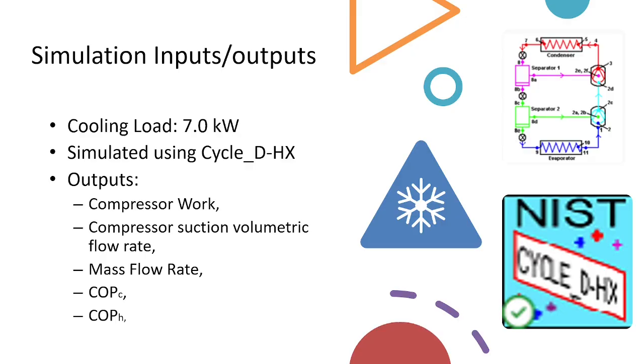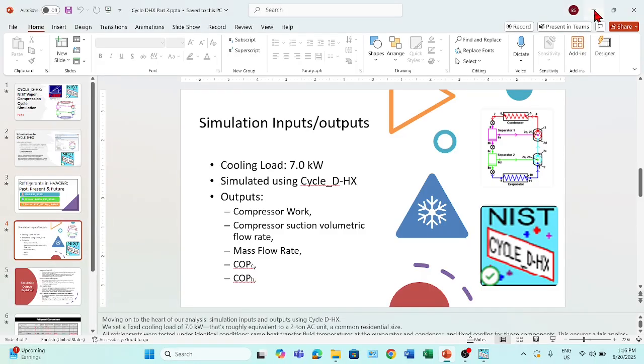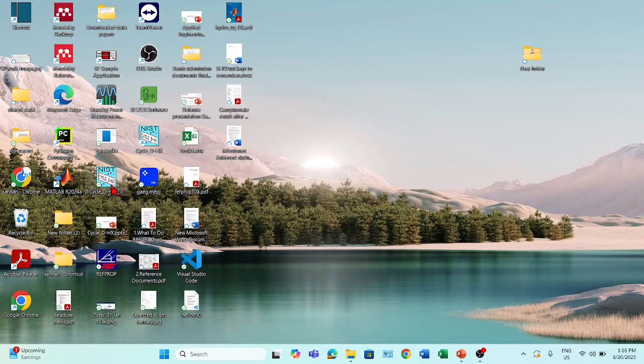The software spits out key outputs like compressor work, compressor suction volumetric flow rate, mass flow rate, COP of cooling, and COP of heating. These metrics help us evaluate efficiency, system size, and costs. In the next slides, we will explain what each means and dive into the simulation. So from here, we will now move to our simulation software and we will see how to use it for all these refrigerants.